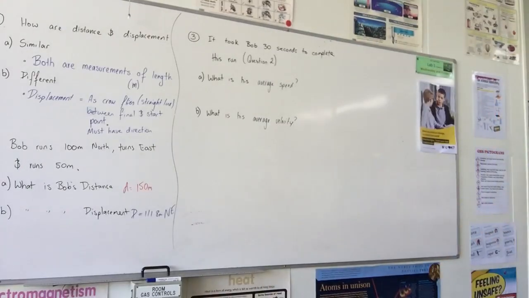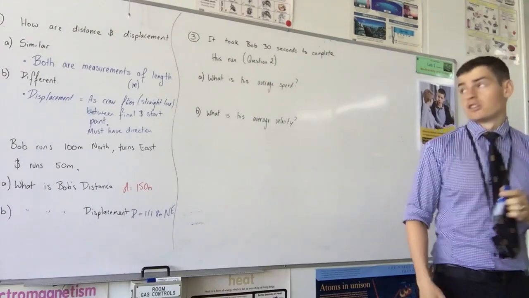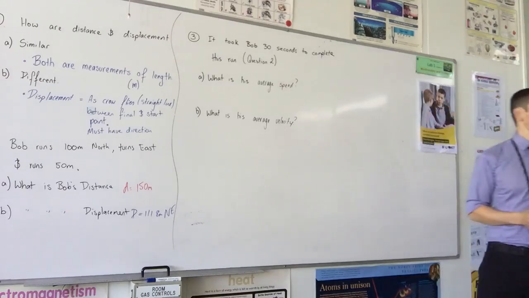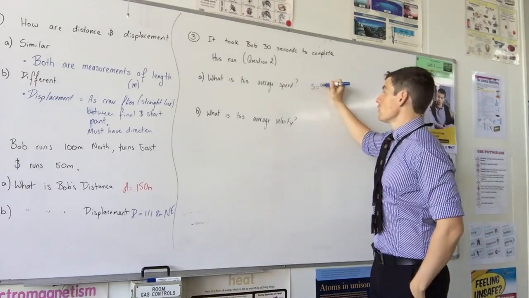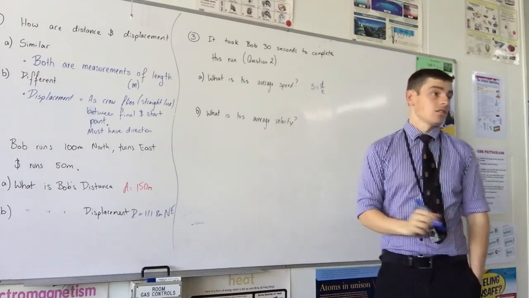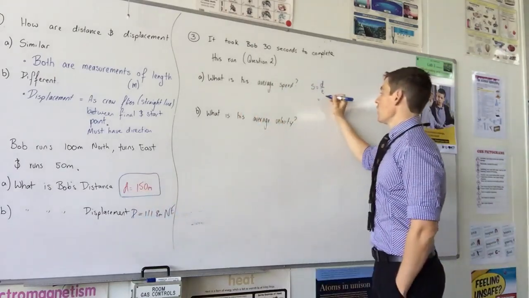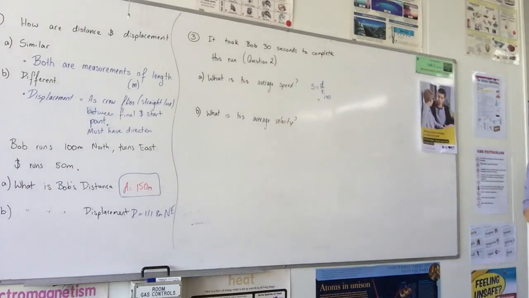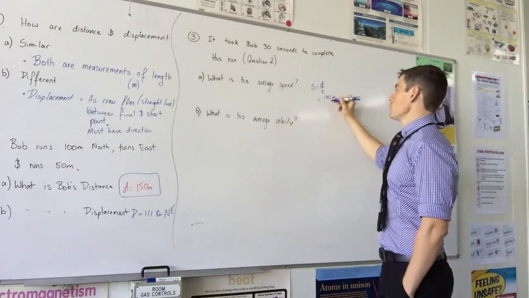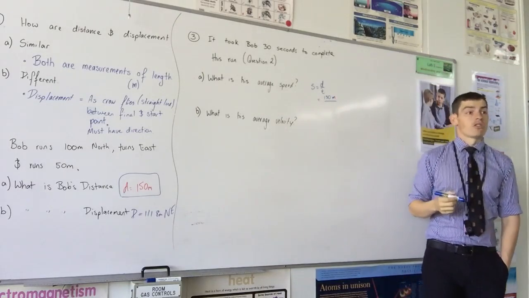All right, it took Bob 30 seconds to complete this run. What is Bob's speed? The equation for speed is what? Thanks, Nick. Speed equals distance over time. Very good. Do I know my distance? No. I'm hoping I know my distance. Unless you did question 3 before you did question 2, you should know your distance. 150 metres. I need to put metres in why? So you know the unit of measurement? So I know the unit that I'm going to get at the end.